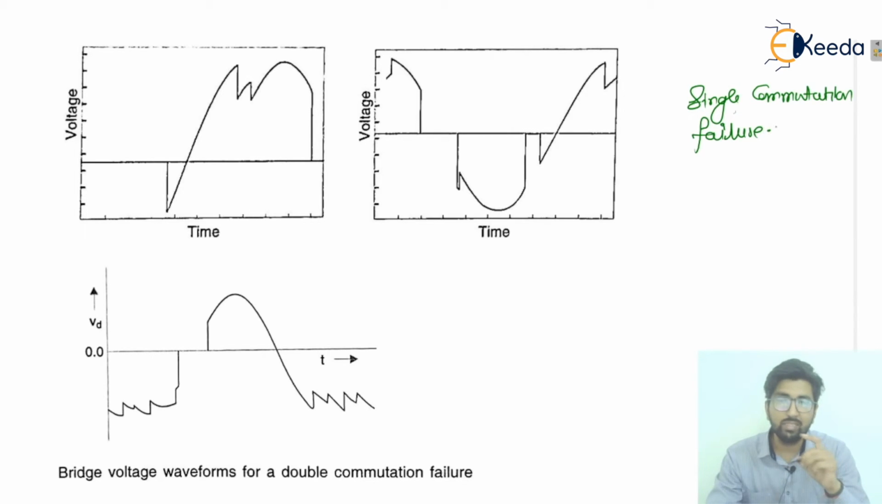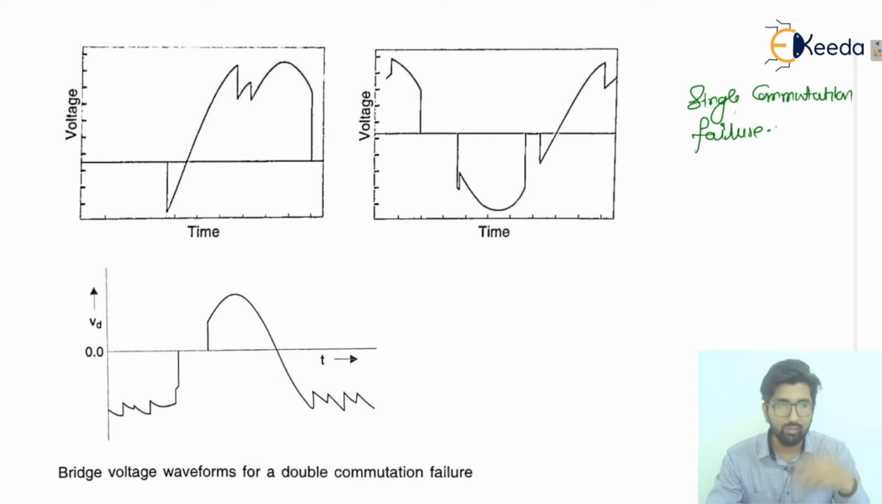Okay guys, this is a single commutation failure. Due to this commutation failure, the valve will be in the reverse bias condition. These are the waveforms which are given here. This is drawn by taking the 6 pulse waveform, and then we have to draw.